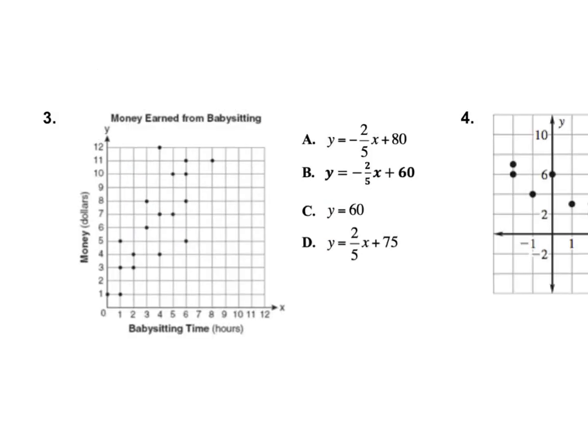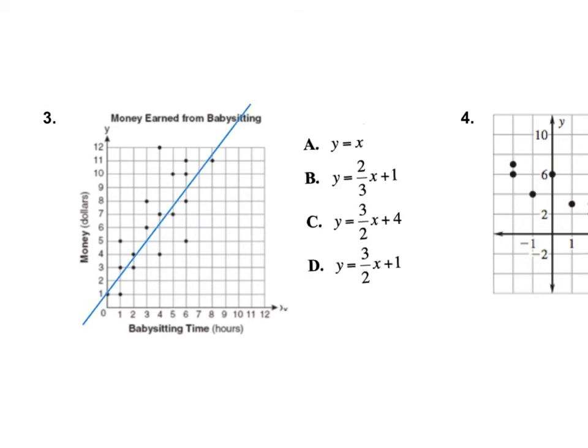All right, in our next graph, we have the money earned from babysitting. So let's go again, and we're going to draw the line of best fit. All right, so let's take a look then. Let's first of all identify if we have a positive or negative slope. All right, so I've got a positive slope because it's going up from left to right. Now notice all of these have positive slopes, so I can't eliminate anything.